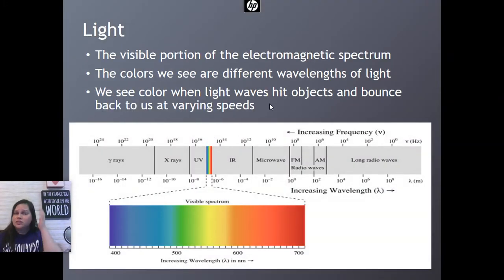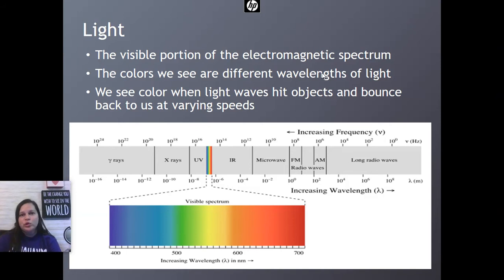As for colors and light, we as humans are only able to see a small portion of the electromagnetic spectrum, and that's what we call visible light. The colors we see are at different wavelengths of that visible light. And when we see a color, it's because light waves are hitting an object and then they bounce back to us. Colors that are not being absorbed by an object are reflected back to us. So really, an object is all the colors except the color that we see.